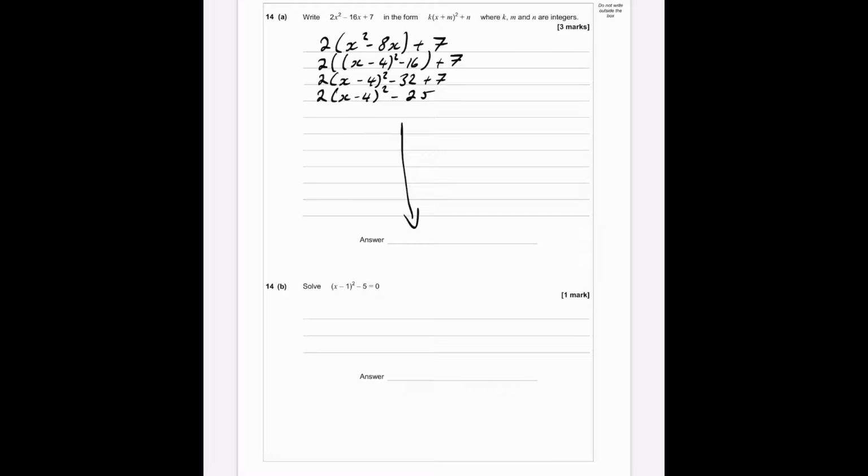For 14b, we can just unravel the equation, add 5 to both sides, square root both sides, remembering to take the positive and the negative, and then add 1. x will be equal to 1 plus or minus root 5.